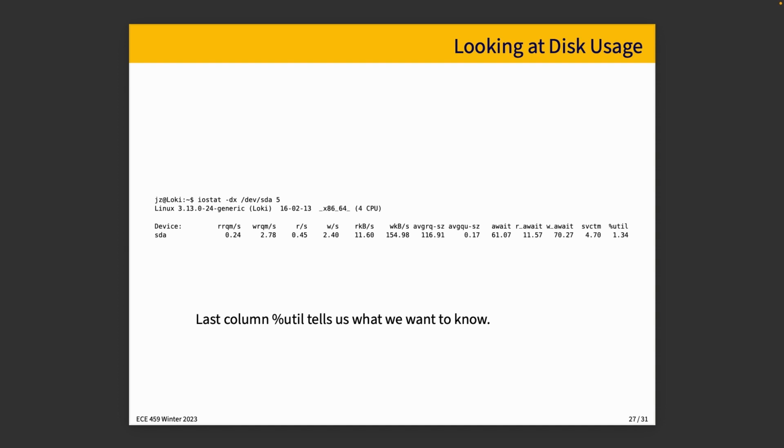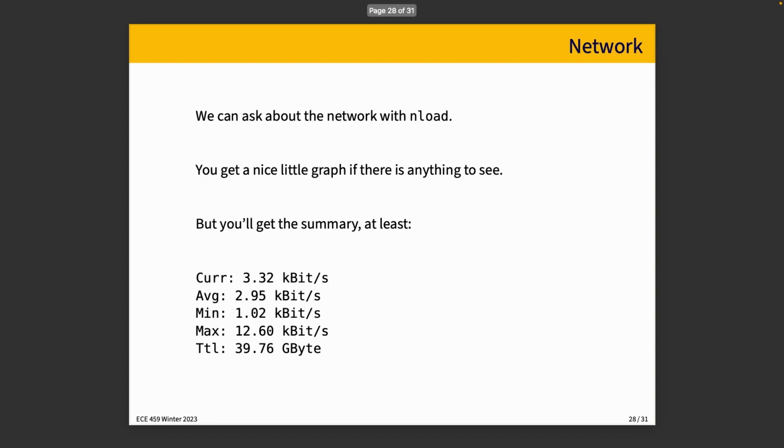If you want to know a little bit more about it for I/O subsystems, you can use the command iotop, but this requires root privileges on the system, which probably we don't have. And that leaves us with network. We can ask about the network usage with nload, and it gives the current, average, min, max, and total values, and in fact it will draw you a little ASCII art graph if there's something to see. And it's not much fun if nothing is really happening, but we can see a bunch of data traveling in and out.